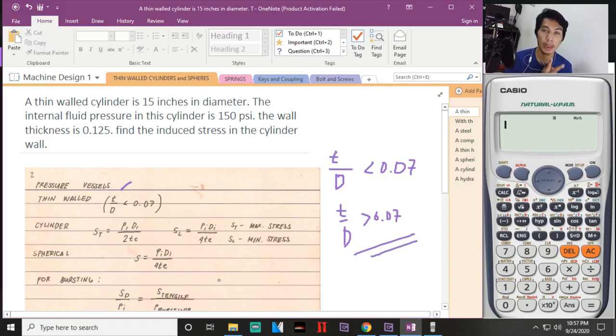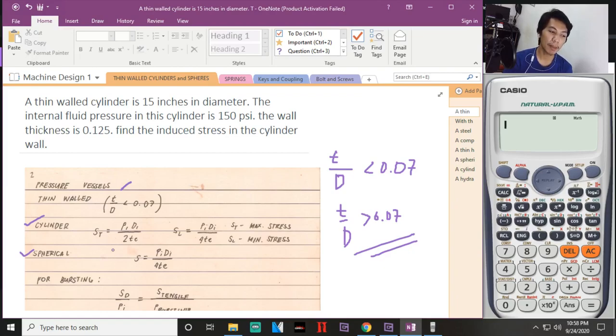Now, meron tayong dalawang uri ng thick-walled and thin-walled pressure vessels. Meron tayong cylindrical at meron tayong spherical. Pinagkaiba lang nila is the surface area and the volume. Okay? Wala namang pinagkaiba sa formula. Now, ang kailangan mo na lang tandaan, what is tangential and what is longitudinal. Pagdating ng cylinder mo, dalawang stress ang pwede mong makuha. It is the tangential and the longitudinal.